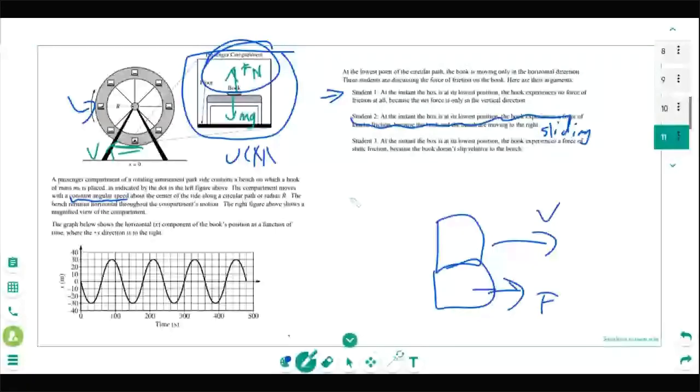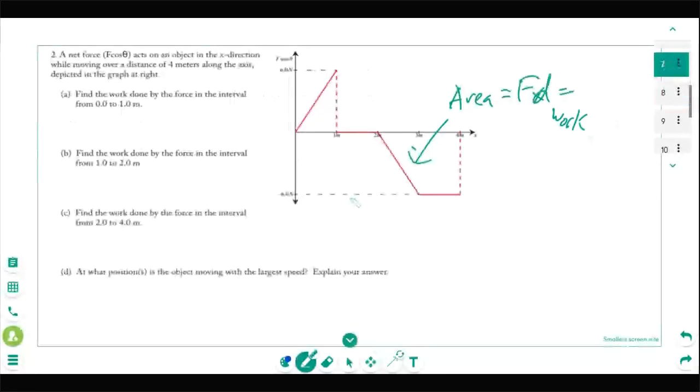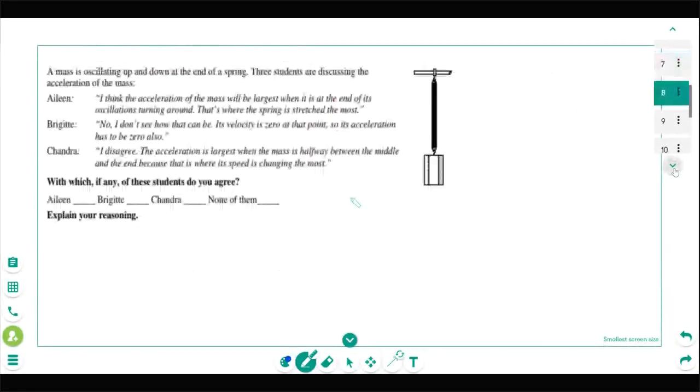All right, now can we do a question with work? Sure, let's grab one with work. Do you want to do work into energy or just work as force times distance? Energy. Okay, so yeah, let's do that.